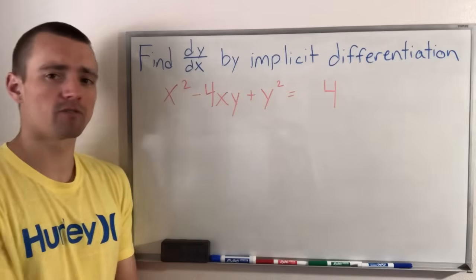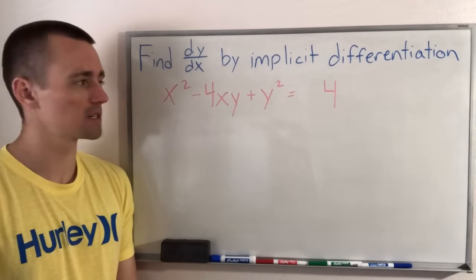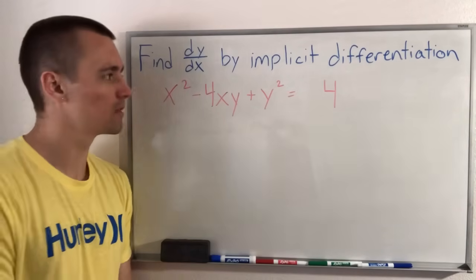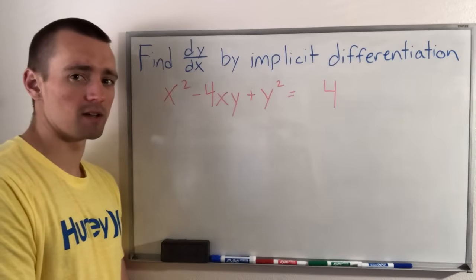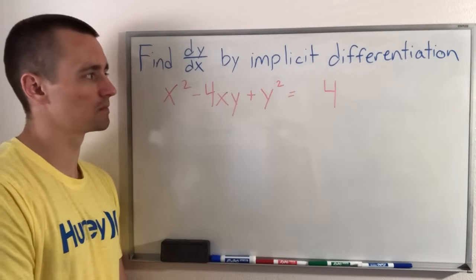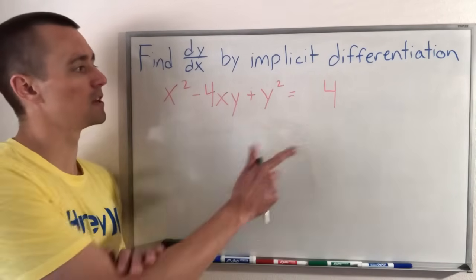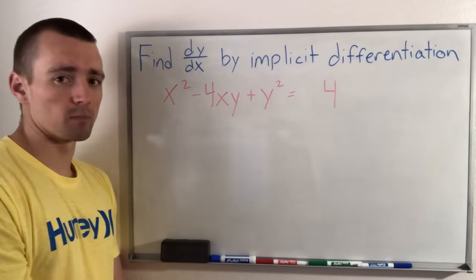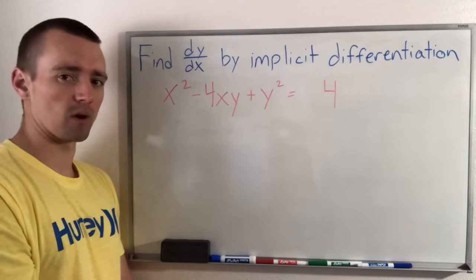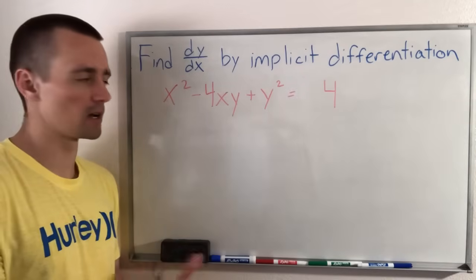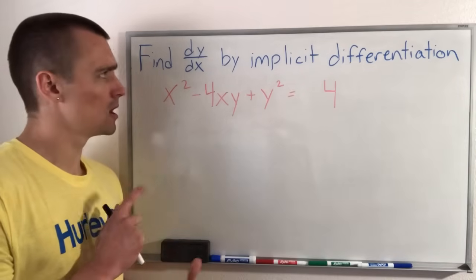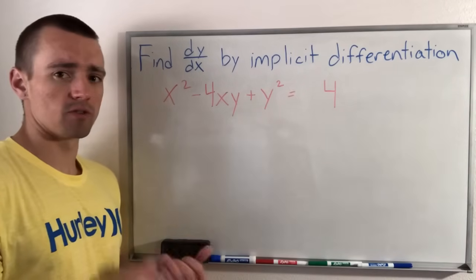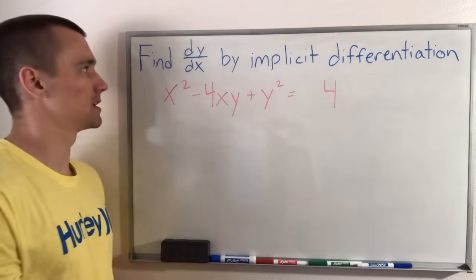Today I'm going to be showing you how to solve this problem right here, so stick around and let's get into it. The problem is find dy dx by implicit differentiation, and this is the equation that we're given. Really all we're going to be doing here is just applying implicit differentiation to this problem and then solving for dy dx.